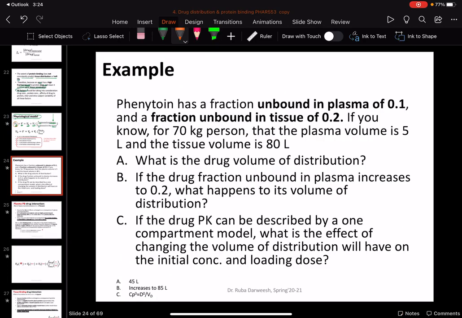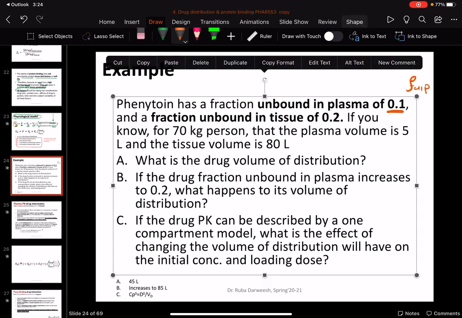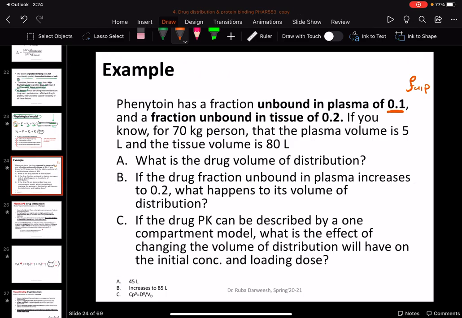If we have phenytoin with a fraction unbound in the plasma of 0.1. This is unbound in plasma, okay, and a fraction unbound in tissue of 0.2. So this is unbound in tissue. And now we have a 70 kg person, where the volume in the plasma equals 5 liters and the volume in the tissue equals 80 liters. What is the drug volume distribution?